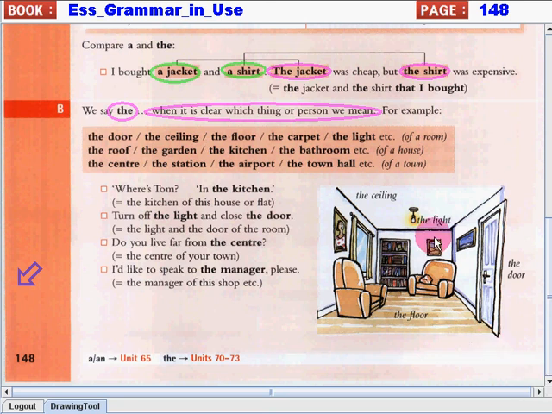Where's Tom? In the kitchen. Here, the kitchen means the kitchen of this house or flat. Turn off the light and close the door. That means the light and the door of the certain room. Do you live far from the center? The center of your town. I'd like to speak to the manager, please. That means the manager of this shop, the certain shop or the certain company.